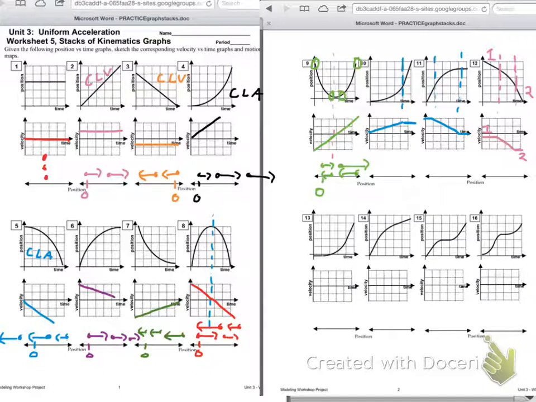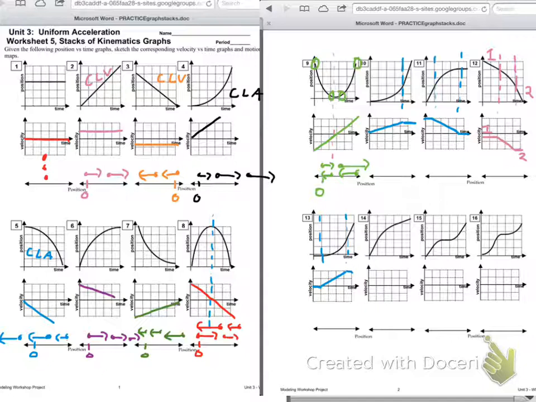Number 13. Number 13, we see that we kind of have a parabola, but what we have is constant velocity for the first second, constant velocity for the last second. So this first constant velocity here, the position isn't changing, so we're at 0 velocity. Then we begin to have constant linear acceleration for the next 3 seconds. So then we'll have a slopiness to that line, and it's positive. And then we have another constant linear velocity at the top.